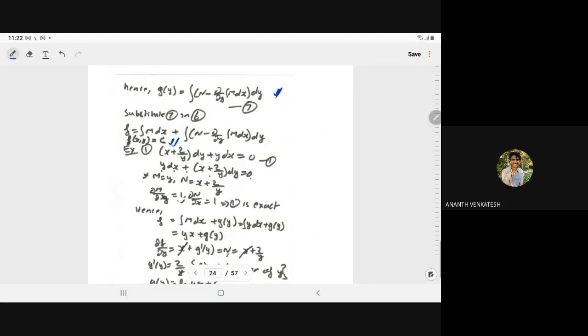A common mistake we have seen is that at the last you forget to write f(x,y) is equal to c. So always the solution will be f(x,y) is equal to c in the exact equation. So let us understand this by a question.